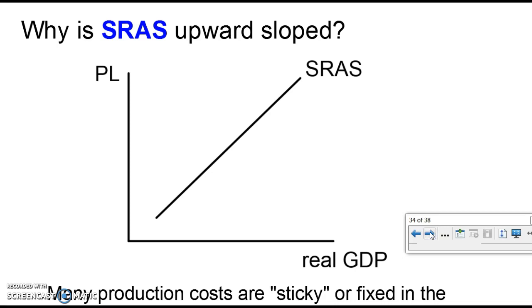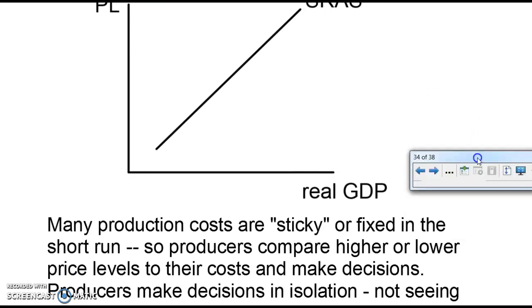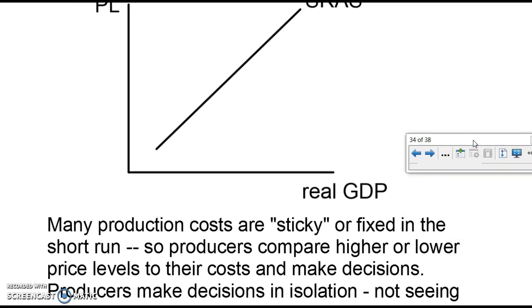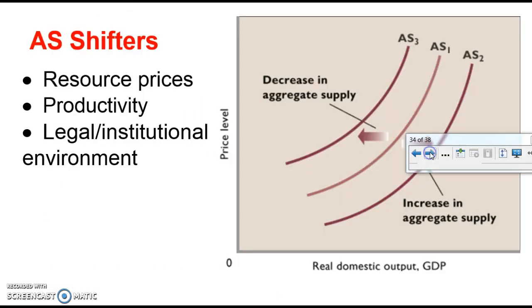So let's see. I already think I talked about this. Many production costs are sticky or fixed in the short run, and so producers are comparing higher or lower price levels to their costs. They're making their decisions in isolation. Each one, as I said, doesn't see that inflation is happening. They think it's just their own happy little world. Oh, before we put them together, I guess we do need to discuss the shifters.